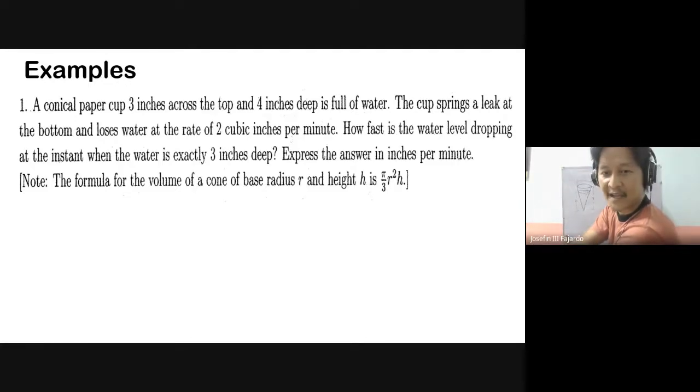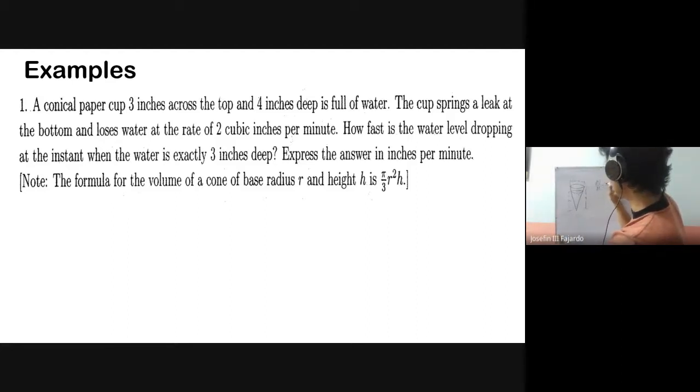Next. Sabi dito, the cup springs a leak at the bottom and loses water at the rate of 2 cubic inches per minute. So dahil cubic inches per minute siya, ibig sabihin, rate of change siya ng volume. Di ba? So pwede nating tawagin niya na dV over dt which is equal to 2. Right? Or 2 cubic inches per minute.